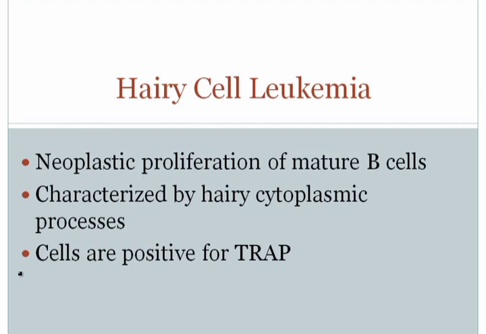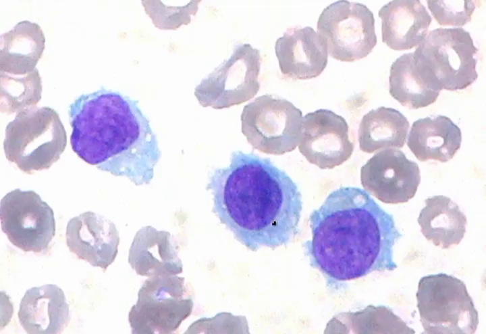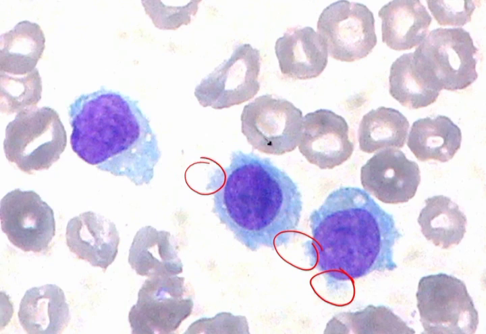Another chronic leukemia would be hairy cell leukemia. This is a neoplastic proliferation of mature B cells, and they're characterized by hairy cytoplasmic processes. One of the very important features of these cells that also helps to make the diagnosis is that the cells are positive for an enzyme called tartrate-resistant acid phosphatase. Here's a classic image of hairy cell leukemia. Again, these are the neoplastic cells, and you can clearly see that these neoplastic cells have these hairy cytoplasmic processes coming off them, and that's one feature of hairy cell leukemia. You can then do a TRAP stain, tartrate-resistant acid phosphatase, to prove that indeed these cells represent hairy cell leukemia.